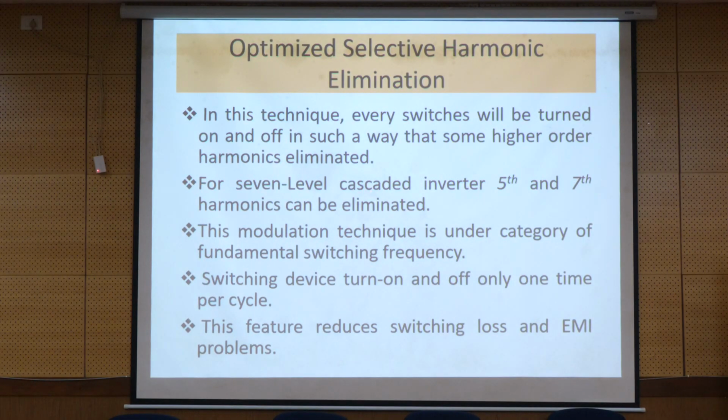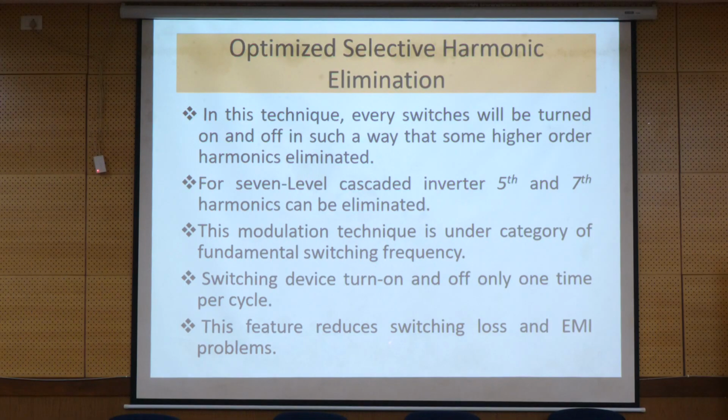Now we have another technique, optimized selective harmonic elimination, OSHE. In this technique, every switch is turned on and turned off in such a way that some higher order harmonics can be eliminated. For a 7 level cascaded inverter, the 5th and 7th harmonics can be eliminated. This category of modulation technique comes under the fundamental switching frequency, where the switching device turns on and off only one time per cycle.